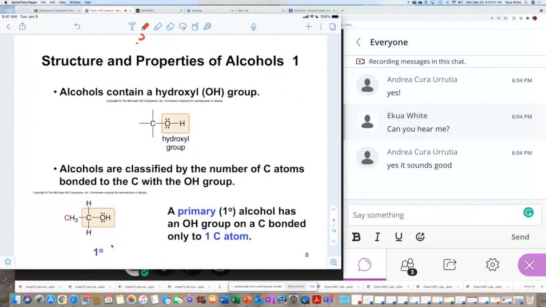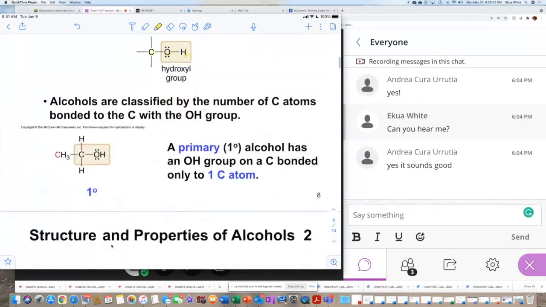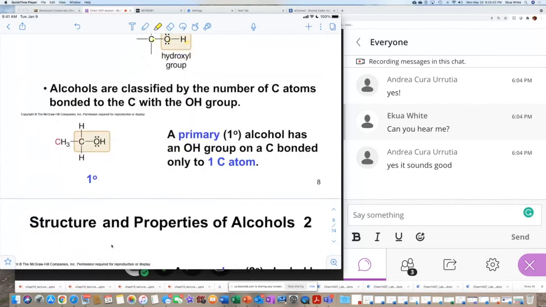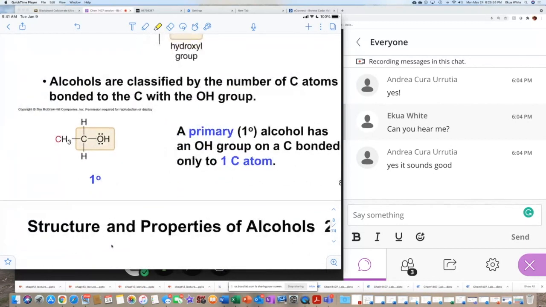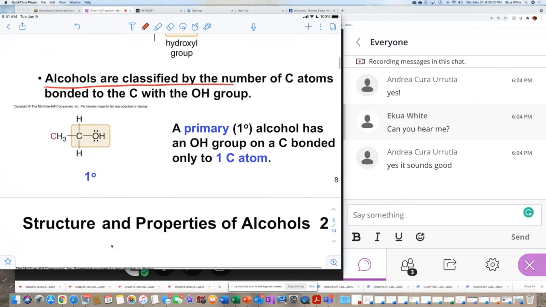Okay, so we're moving on and looking at the structure and properties of alcohols. So alcohols contain the hydroxyl group. Of course, you're looking at the combination COH. And then now we're looking at different kinds of alcohols. So you have primary alcohols. Alcohols are classified by the number of carbon atoms bonded to the carbon with the hydroxy group.